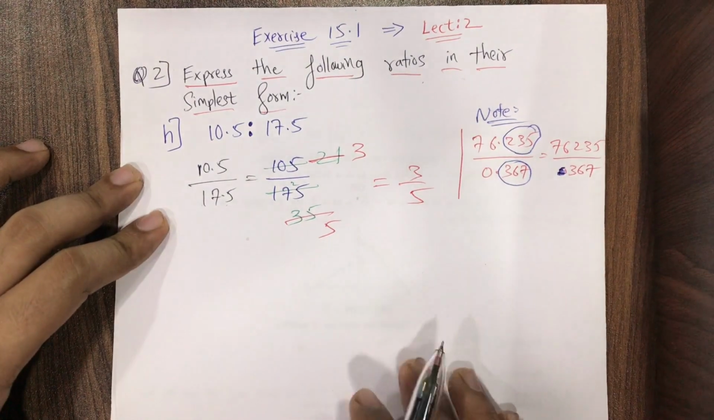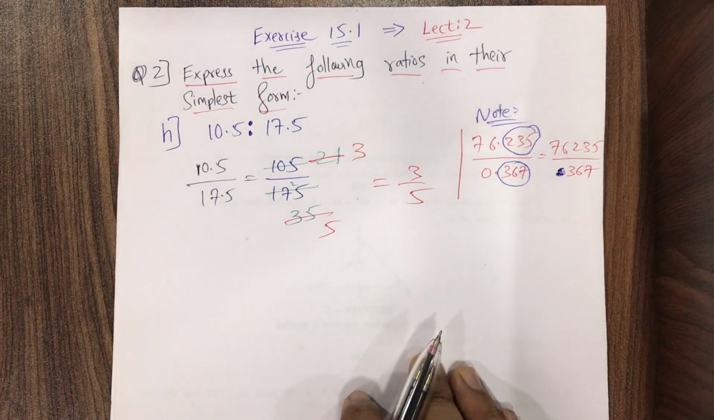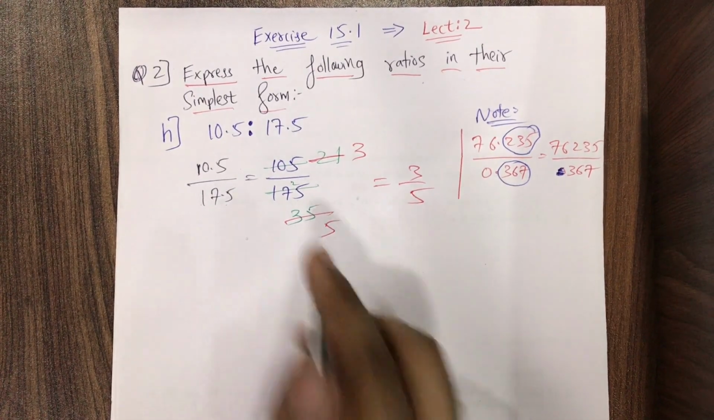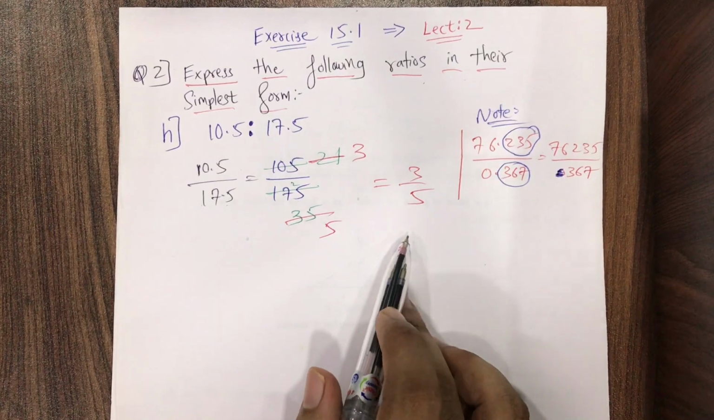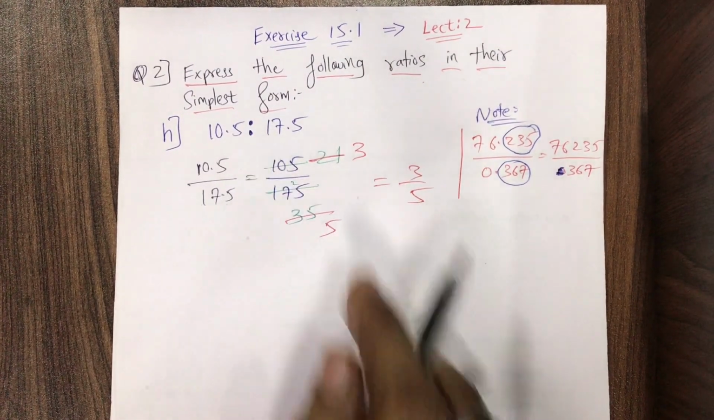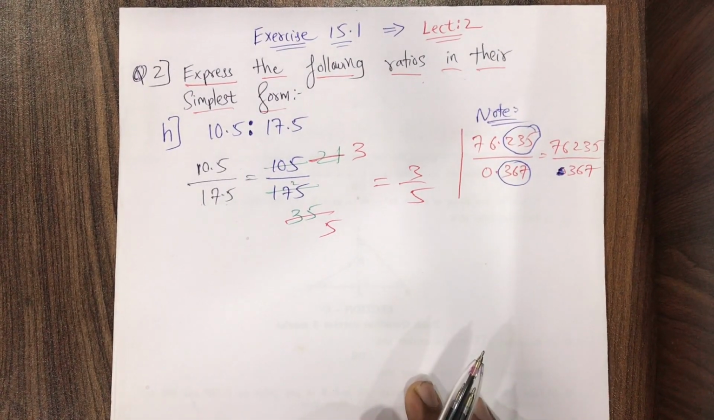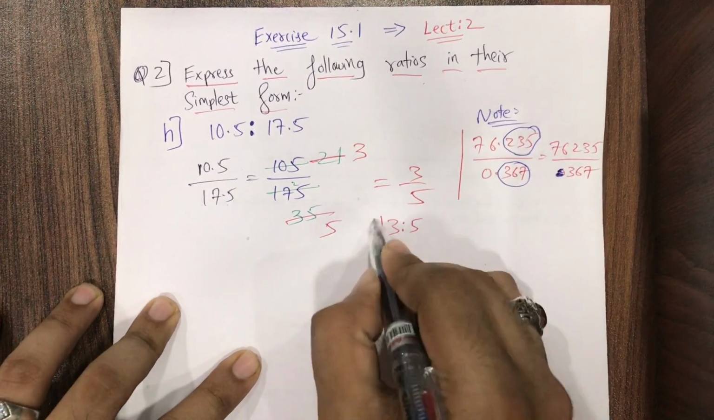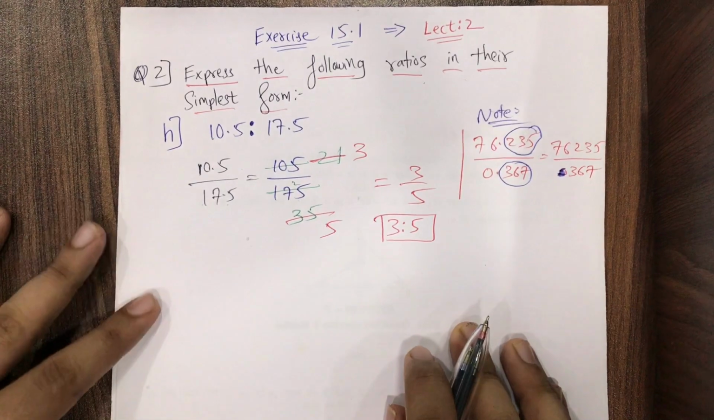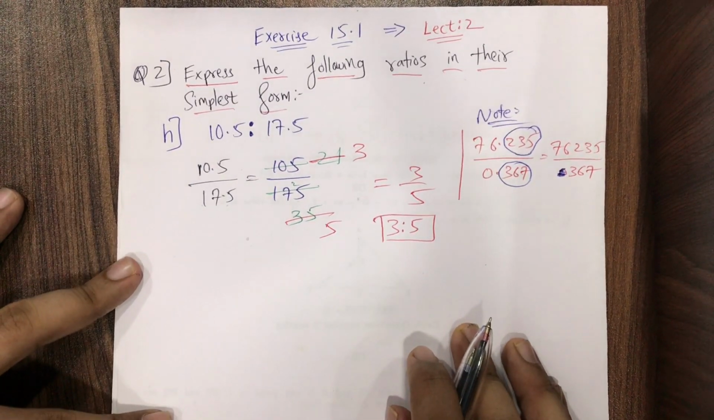Students, is this a final answer? No, this is not a final answer, students. We will not write in the fraction form. Although the ratios are same as the fraction, but we will not write in the fraction form. In the ratio form, we always use this colon. So 3 upon 5 can be easily written as 3:5. This will be our answer, students. That's it. So simple. Please pause the video, students, and do it fast.